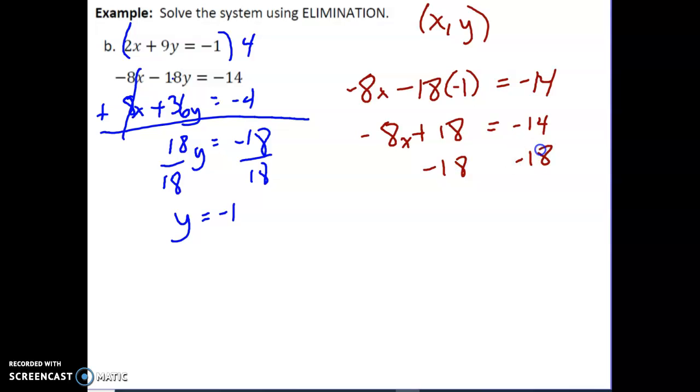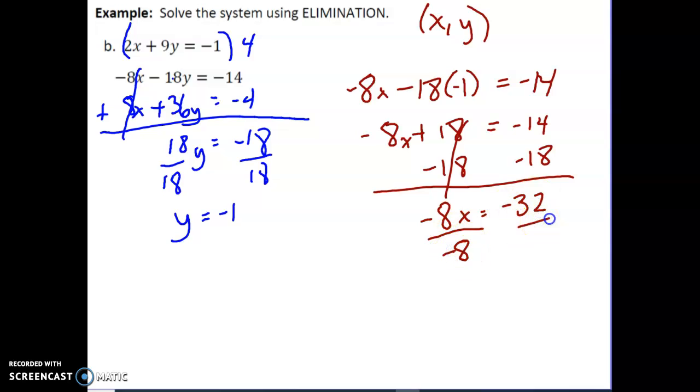Subtracting 18 from both sides. Negative 8x equals negative 32. Divide by negative 8 to get x by itself. And x equals positive 4. So my final answer written as the point of intersection is the point 4, negative 1. I'm not going to choose to put this one in the calculator, but if I did, my two equations should cross at the point 4, negative 1.